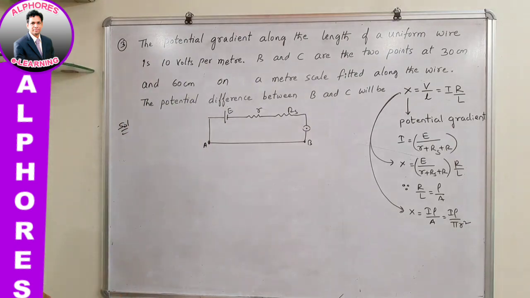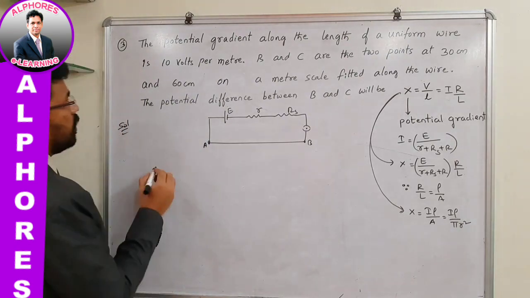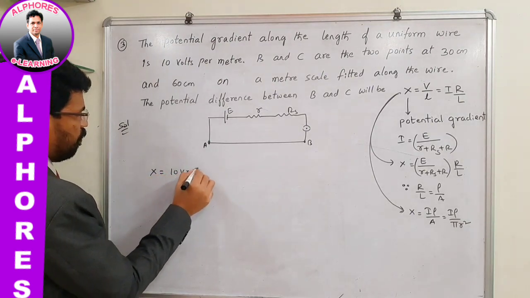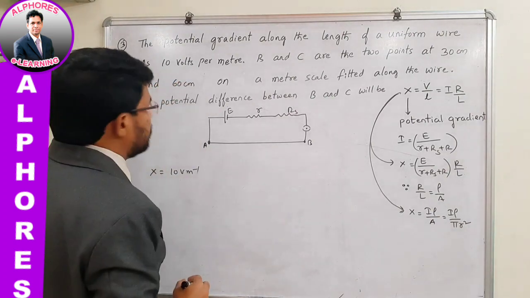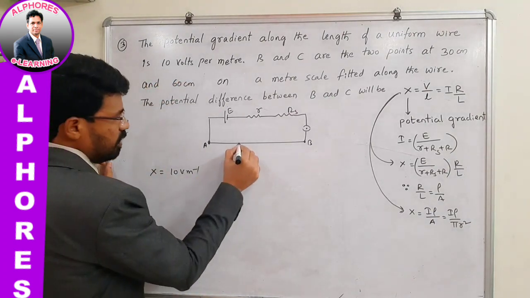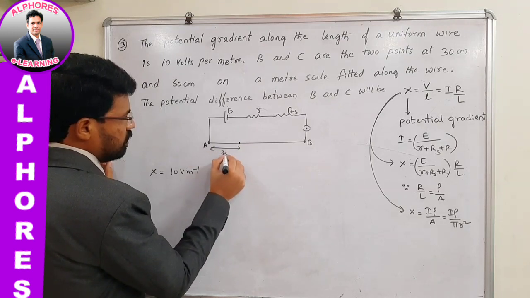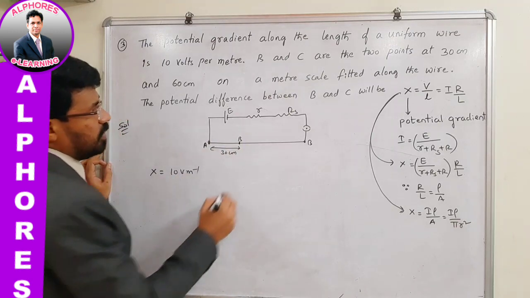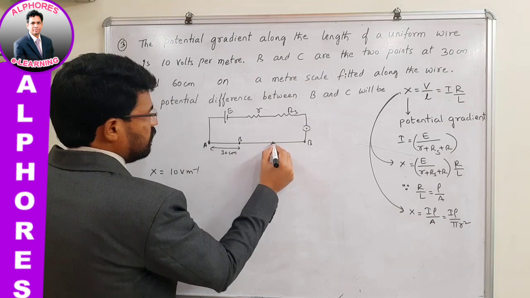Okay, so what was said here? Whatever wire is there, on that the potential gradient value X is given as 10 volts per meter. B and C are 2 points at 30 centimeter and 60 centimeter. Let us say B is somewhere here at a distance of 30 centimeters. And there is another point C, which is at a distance of 60 centimeters from point A. Let us say somewhere here.